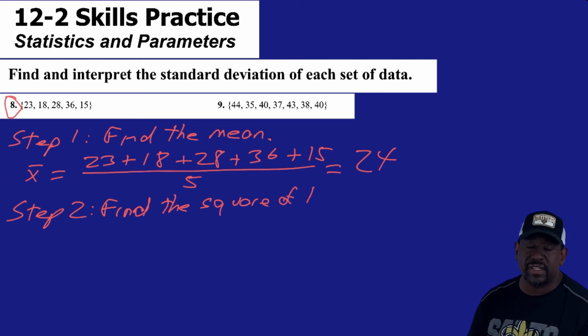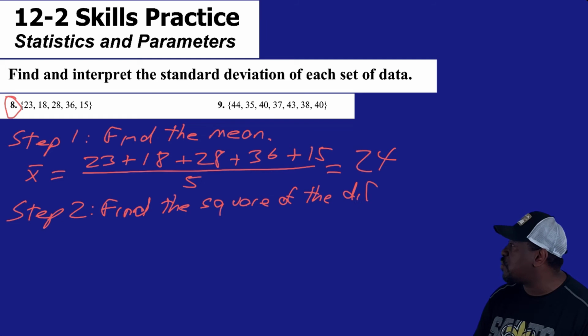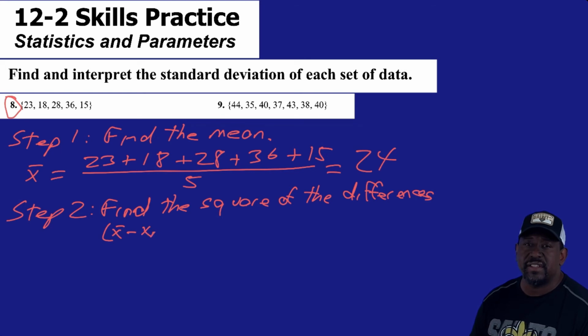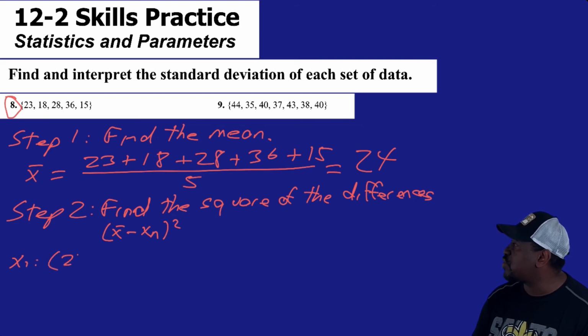Now we're going to do what we did in the last problem in step 2, which is find the square of the differences of each sample or each term. So we take the average and subtract each particular term. We start with the first term, which is 23. It's a little different this time. We're finding the square of the differences, not just the difference. So we will take 24 minus 23 and we square it.